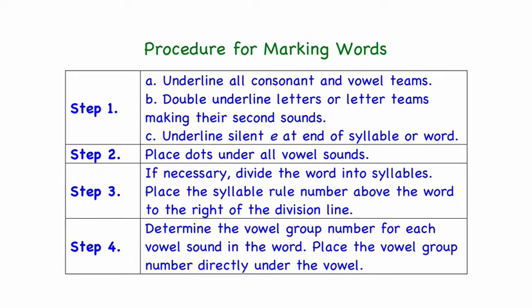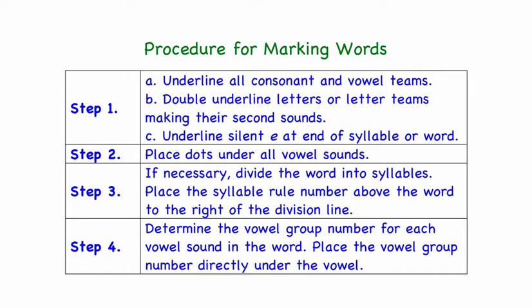First, you look to see if you have any consonant or vowel teams, and if you do, you underline them. If a letter represents its second sound, double underline that letter or letter team. And then if you have a silent E at the end of the word, be sure and underline the silent E. That's step one. Step two, identify the vowel sounds in the word by placing dots under the vowels that represent sounds. If you have a silent E in the word, you don't put a dot under it because it does not represent a sound.